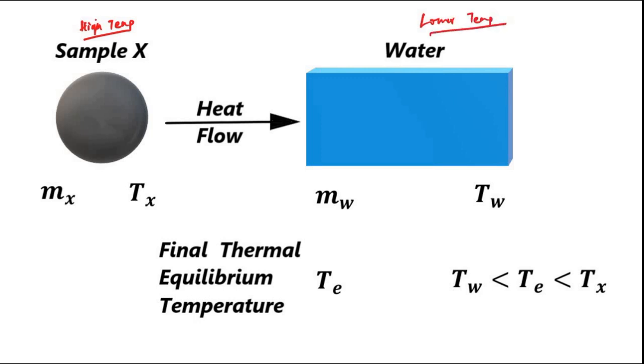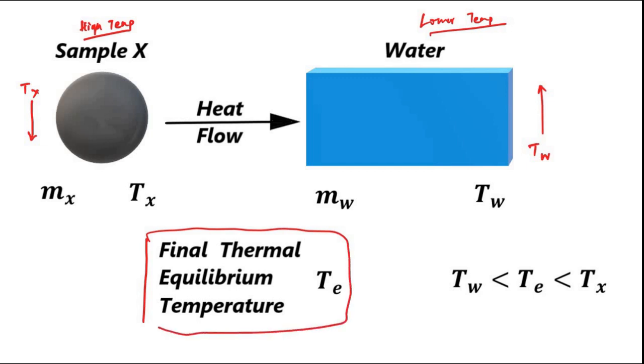So obviously the temperature of this sample will go down from Tx, and the temperature of water will go up from Tw. This will continue till both objects acquire the same temperature, which is called the final thermal equilibrium temperature, Te. So the temperature of X will decrease up to Te, and the temperature of water will increase up to Te.